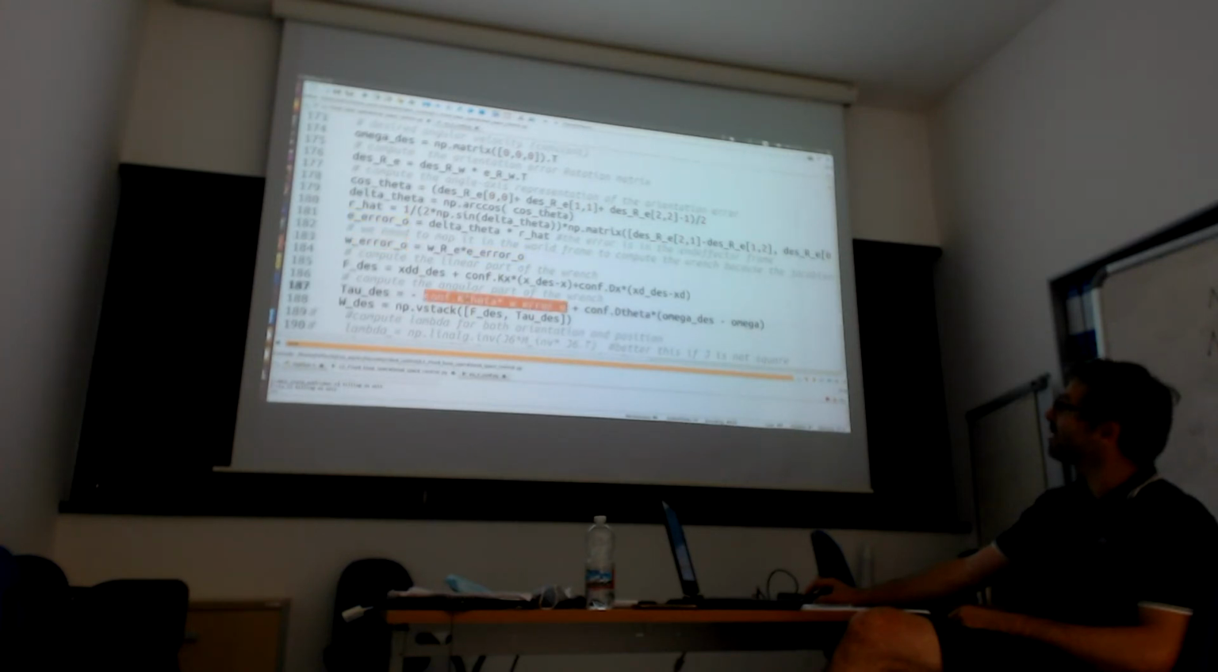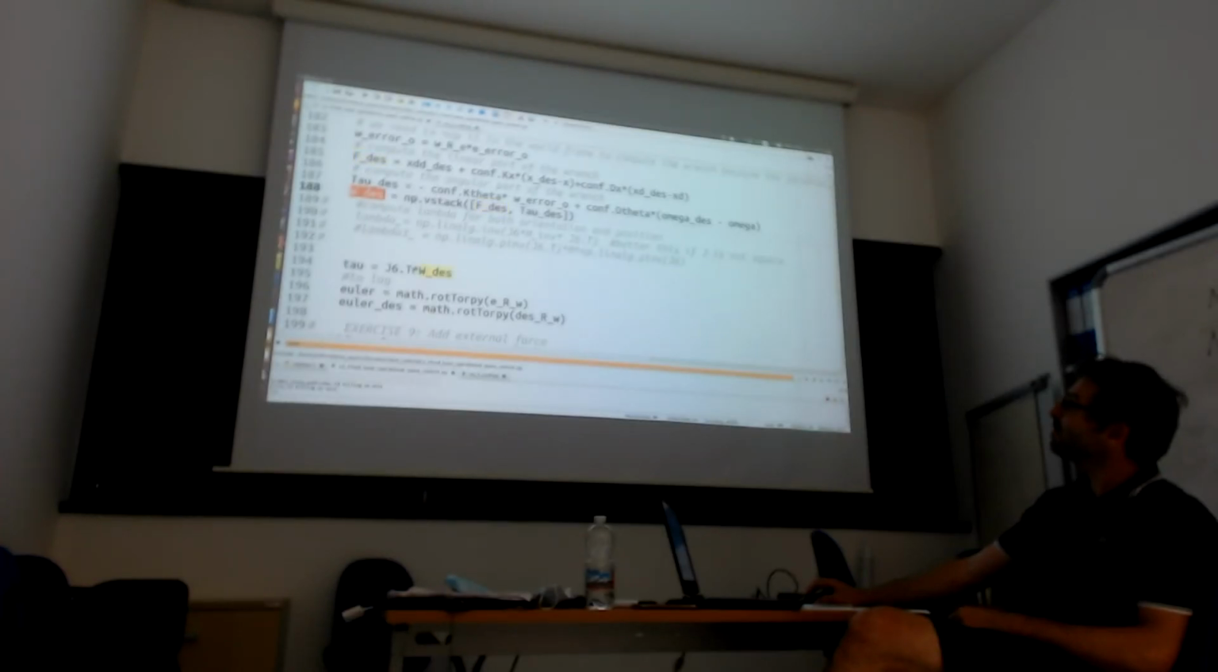this orientation error times the gain matrix for the angular component, the proportional gain for the angular component, to the derivative part that multiplies the omega that is as well in the world frame. So we put a minus sign because we want to drive the orientation error to 0. We compute the virtual moment that we stack together with the virtual force, creating a virtual wrench. And this virtual wrench, through the Jacobian transpose, we directly map into torques.